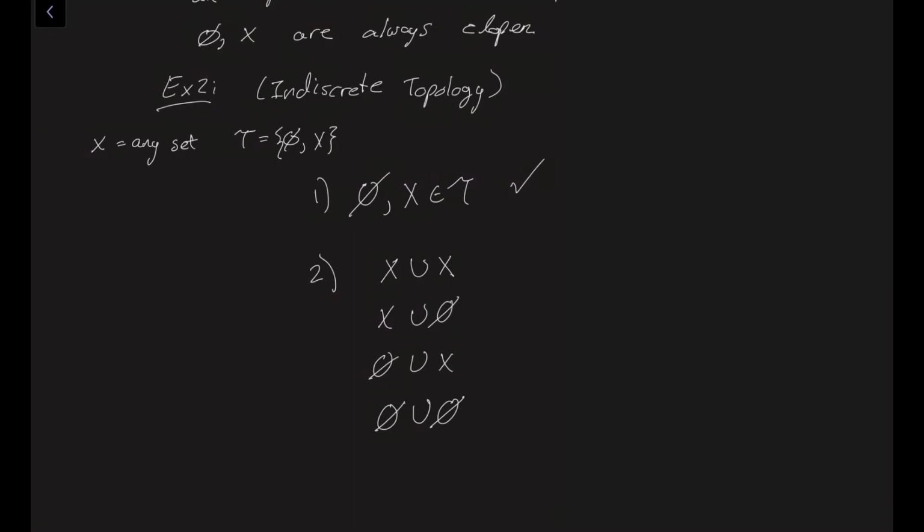Even though the axiom states arbitrary unions, we have finitely many elements, and we can actually list them all out in all of their orders. So it turns out that in a finite case, we're only going to have finitely many unions. So X union X is going to be X. Same with X union the empty set and the empty set union X. And finally, the empty set union itself is empty. And all of these are in tau. So step 2, we're set on.